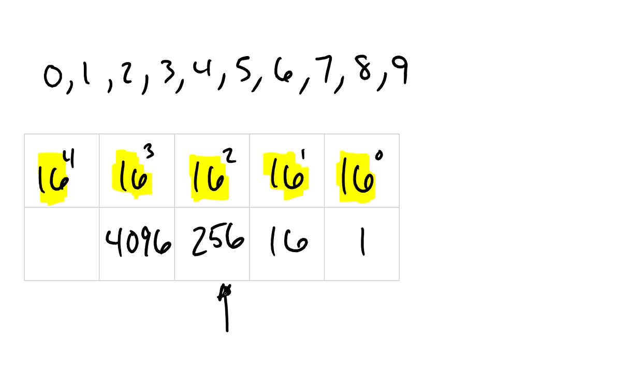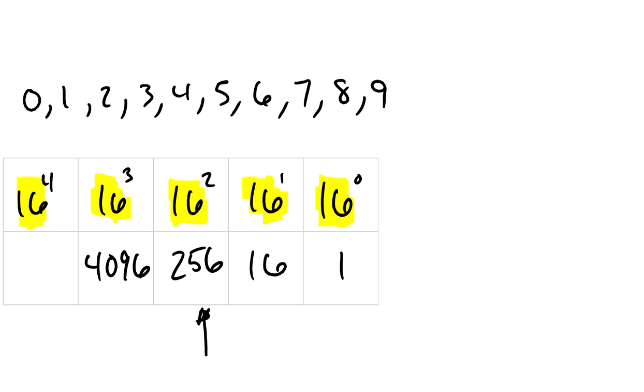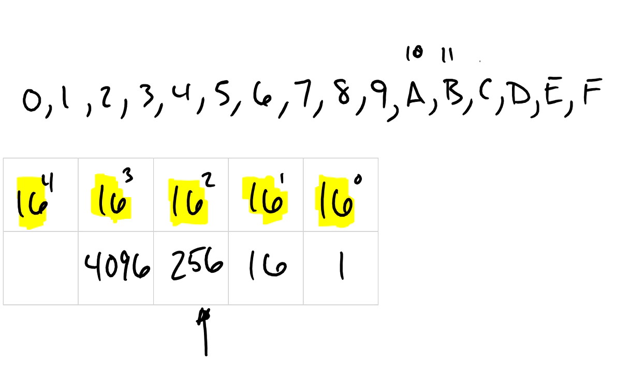And we only have our 0 through 9 available to us, so what we do is we assign the following letters to continue on. So this is 10, 11, 12, 13, 14, and 15. So I'll write their values up here. A is equivalent to 10 units, B is 11 units, C is 12 units, this is 13, this is 14, and this is 15 units.